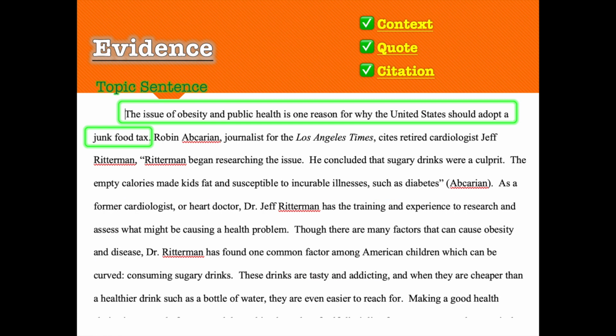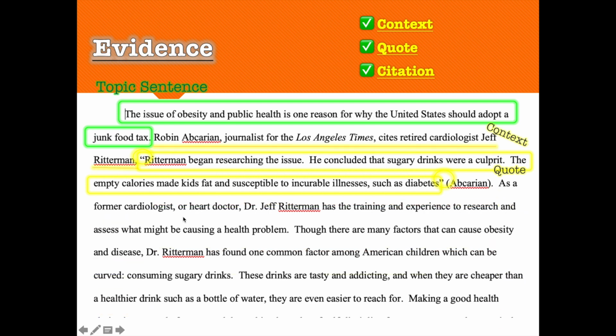So finding my evidence in my body paragraph that I've written here, it is visually easy to find because of the quotation marks. Ritterman began researching the issue. He concluded that sugary drinks were a culprit. The empty calories made kids fat and susceptible to incurable illnesses such as diabetes. And in-text citation is Abkarian. That is my quote, but now if I presented that without telling you anything about it, questions in my head as a reader would be, who is this Ritterman person? Who does he think he is to be researching sugary drinks, etc.?